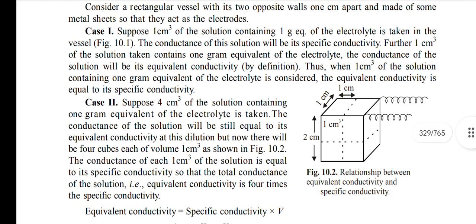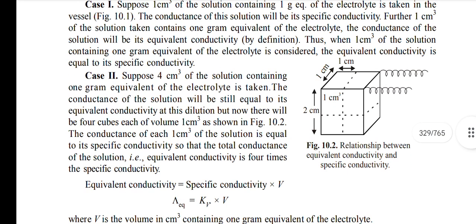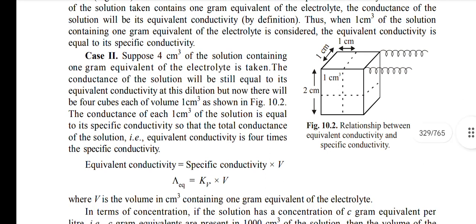Case 1. Suppose 1 centimeter cube of the solution containing 1 gram equivalent of the electrolyte is taken in the vessel. The conductance of the solution will be its specific conductivity. Further, the 1 centimeter cube of the solution taken contains 1 gram equivalent of the electrolyte, so the conductance of the solution will be its equivalent conductivity. Thus, when 1 centimeter cube of the solution contains 1 gram equivalent of the electrolyte, the equivalent conductivity is equal to its specific conductivity.